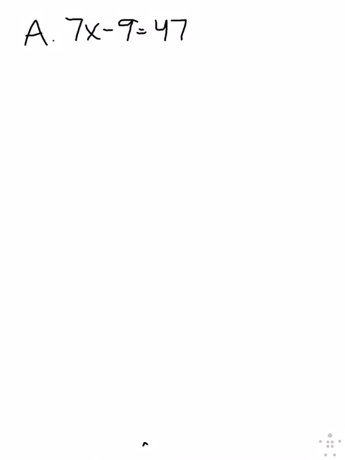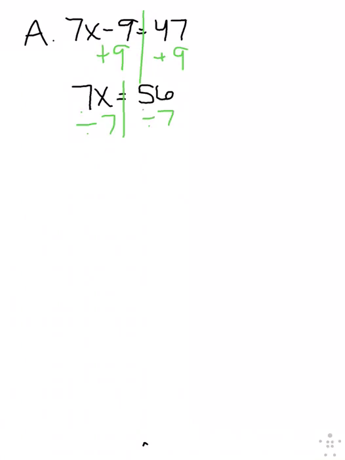I start by combining my like terms. I add 9 to both sides. 47 plus 9 is 56. Last step is to divide by 7. And I get x equals 8. That is a one solution problem, and so letter A is wrong.